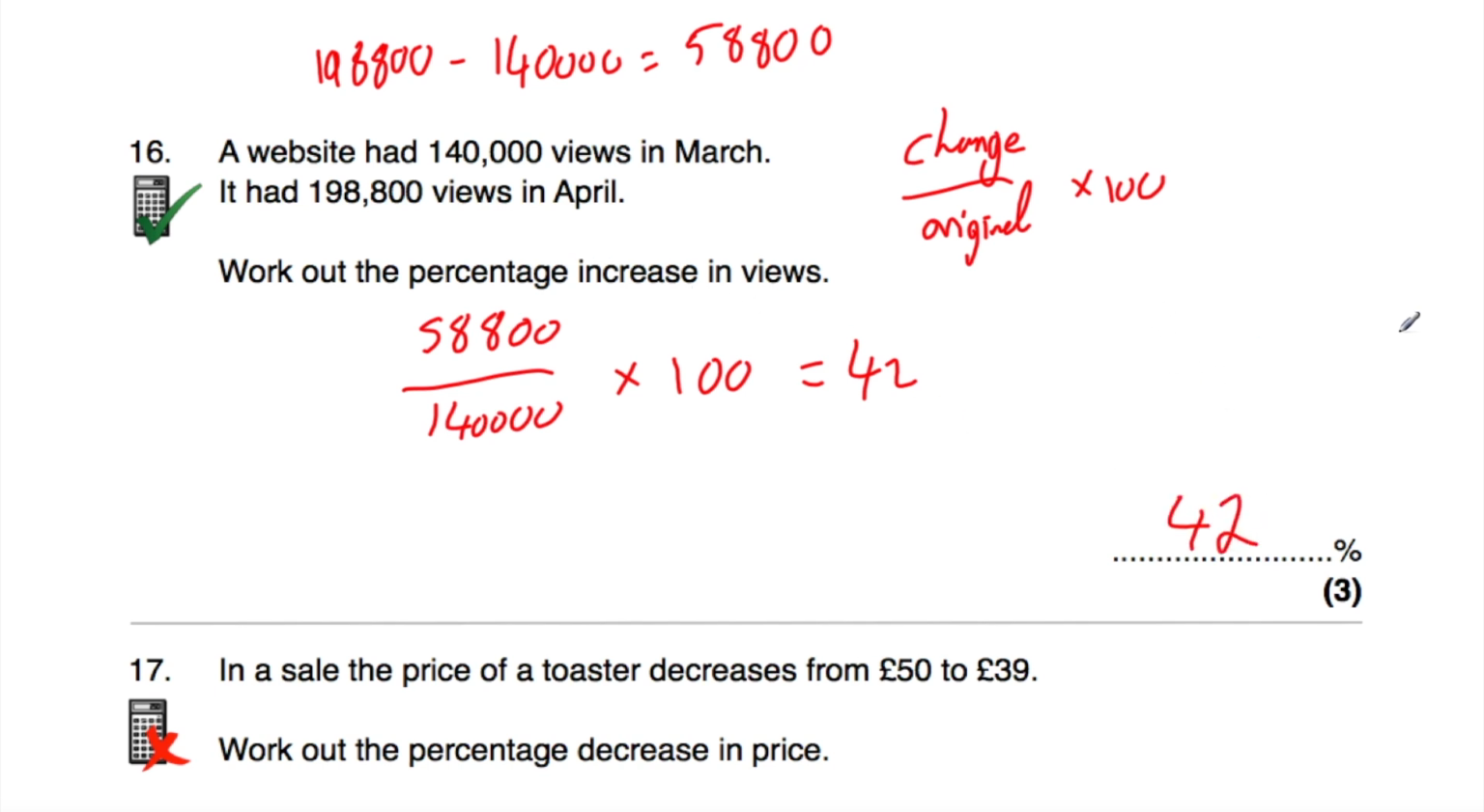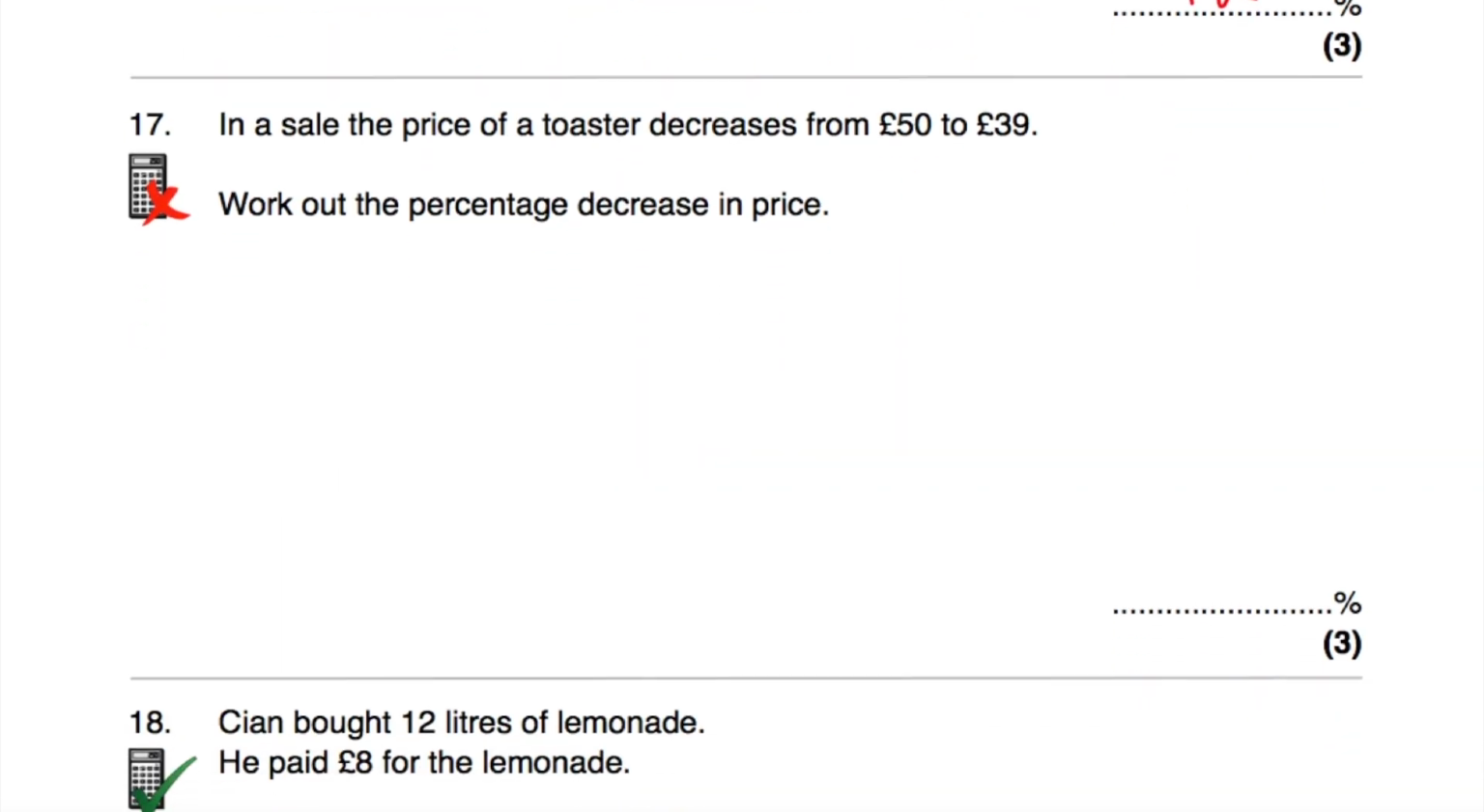And that's it. Okay, let's look at our next question, question number 17. It's a non-calculator question, so I'm putting the calculator down reluctantly. It says in a sale the price of a toaster decreases from £50 to £39. That's quite nice, that original.